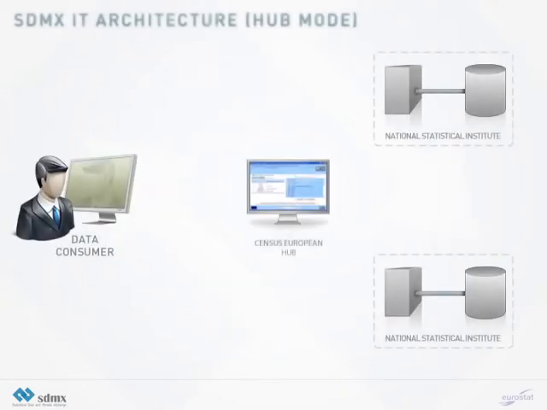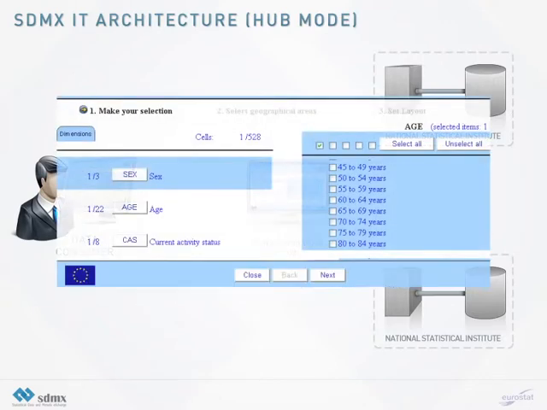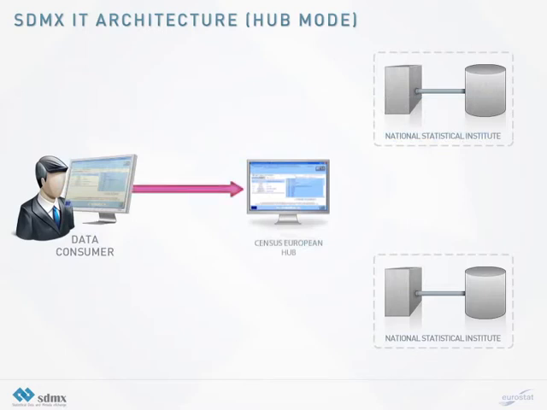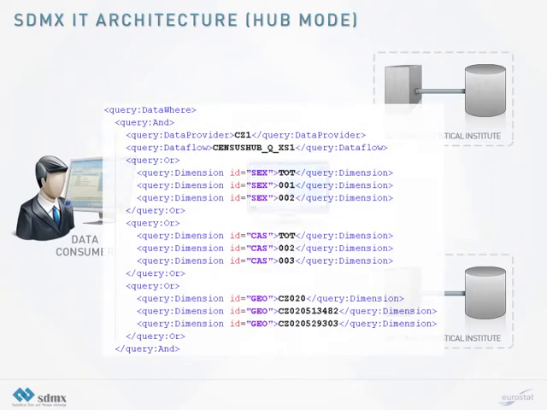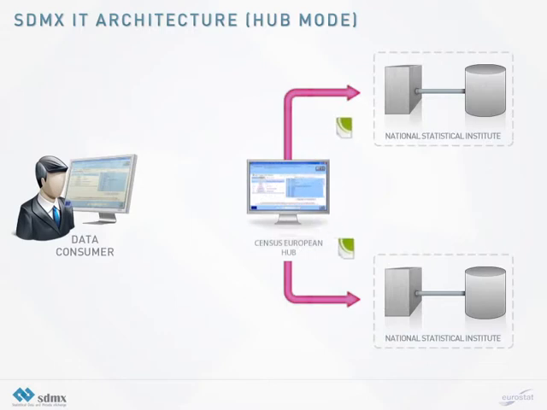A hub is based on the concept of data sharing. Data is not previously collected and stored in a central repository, but is directly accessed from the data provider's databases through the central hub upon request of a data consumer. The data consumer browses the hub to define the data set of interest via its structural metadata. The hub converts the user's request into SDMX query messages and sends it to the National Statistical Institute web services.